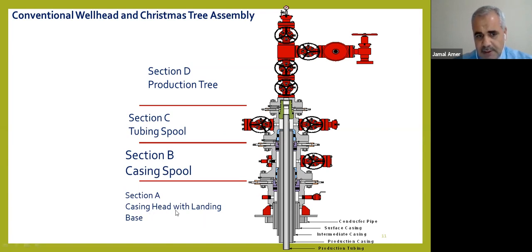Then this we call casing head. Then also we have casing spool. This is casing head. Here it accommodates the intermediate casing or surface casing. The second one accommodates the intermediate casing, and here it accommodates the tubing hanger. So all this one we call section C, tubing spool, section B, casing spool, section A is casing head and landing base plate.